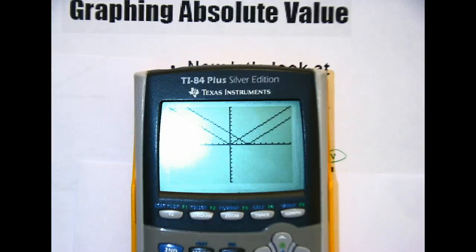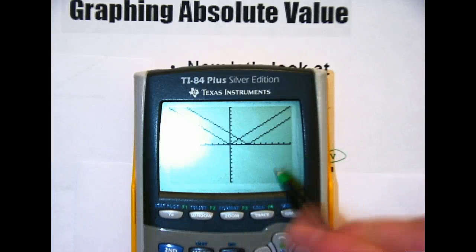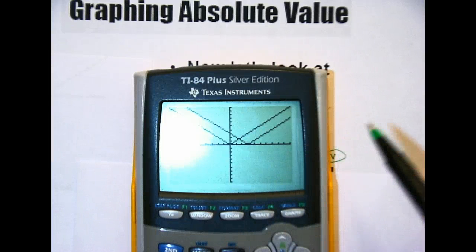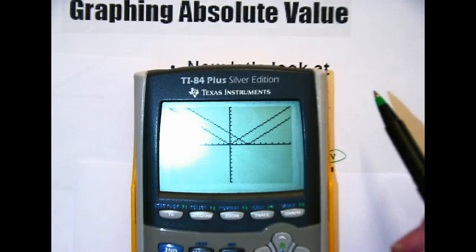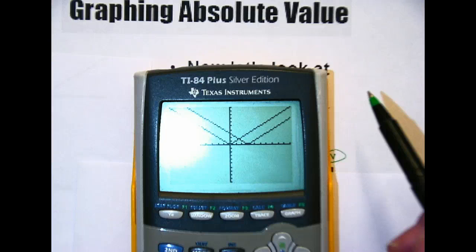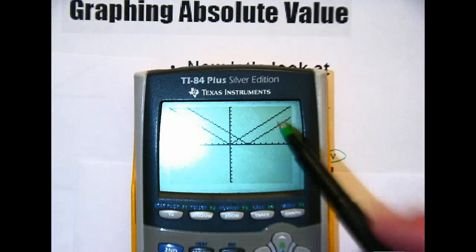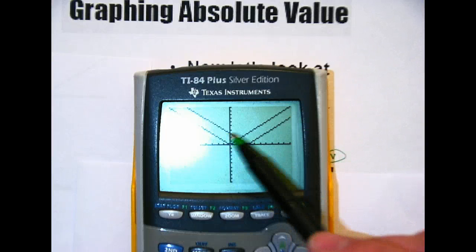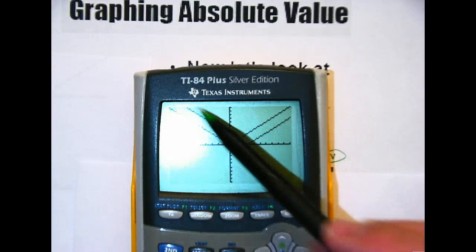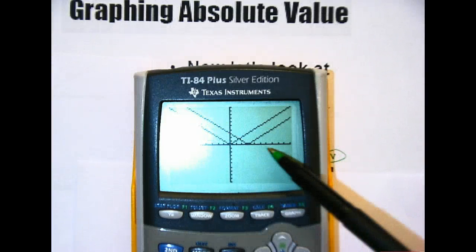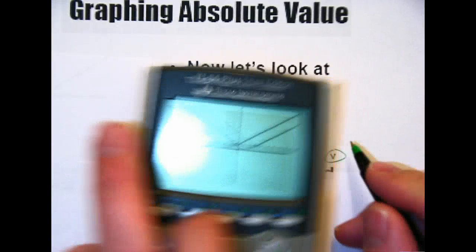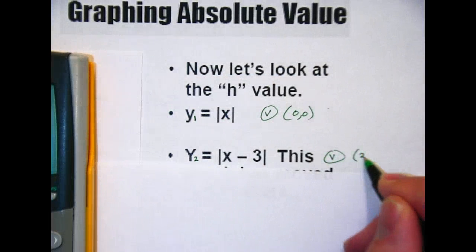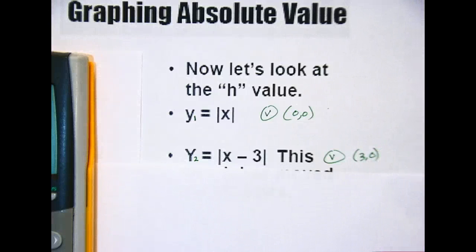0, 3? Does your graph look like that? No? Oh. I'll have to look at yours. How many have a graph that looks like this? Okay, so our second graph is coming down here. Where's it hitting? 3. Yeah, 3. Okay, so x is 3, y is 0.